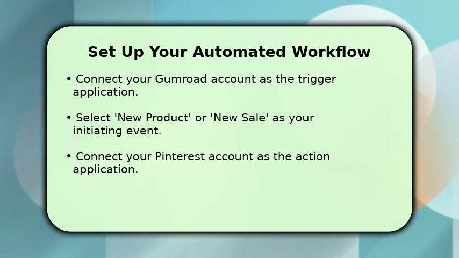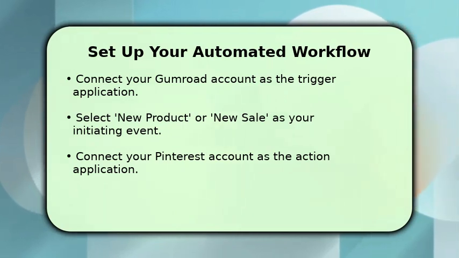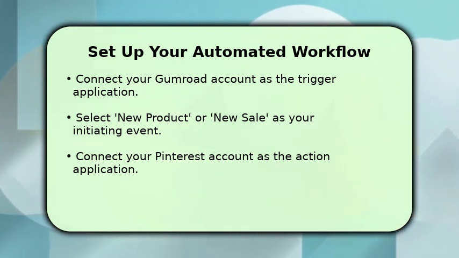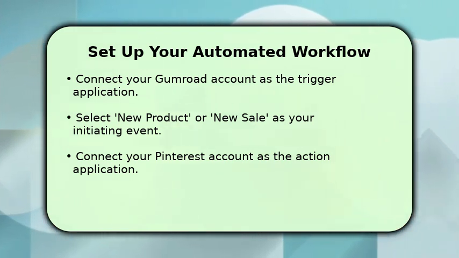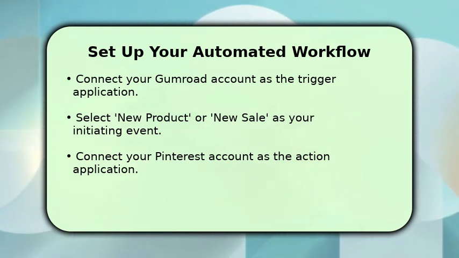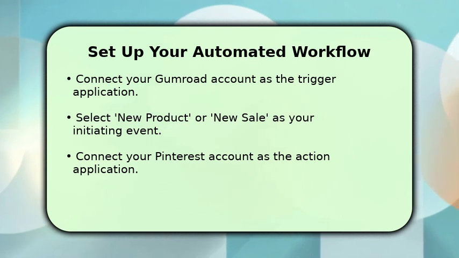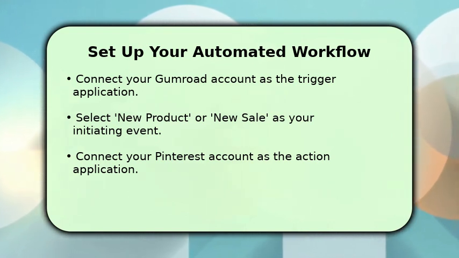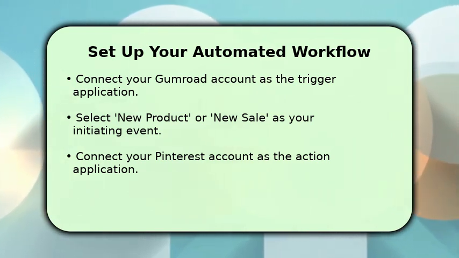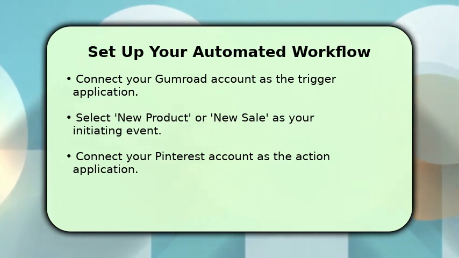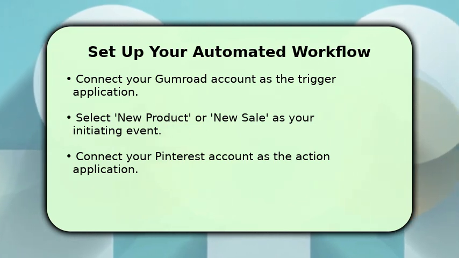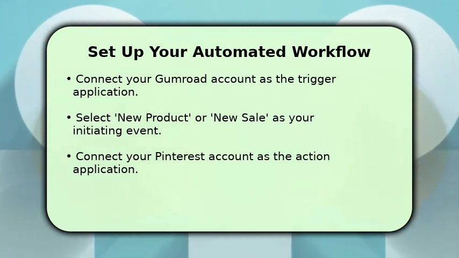Once you have chosen your automation platform, the next step is to set up your workflow. First, connect your Gumroad account to the platform, designating it as the trigger application. You will then select a trigger event, such as a new product being added or a new sale occurring. Next, connect your Pinterest account as the action application. Finally, map the relevant Gumroad product details, like the image URL, product title, description, and direct link, to automatically create a new pin on your chosen Pinterest board. This ensures accurate and timely sharing.